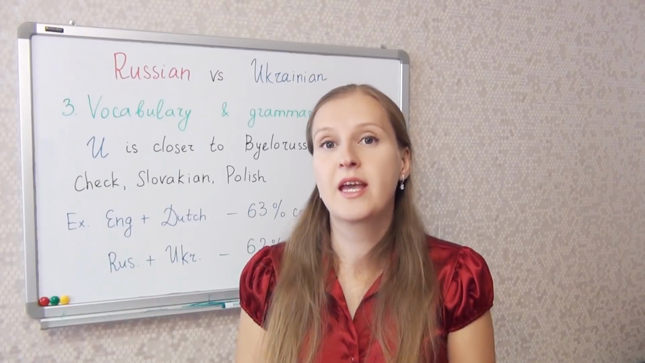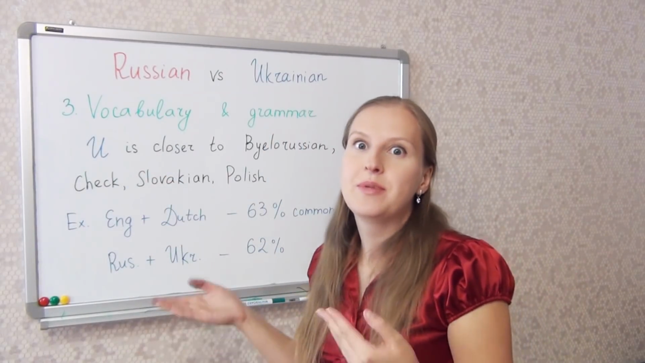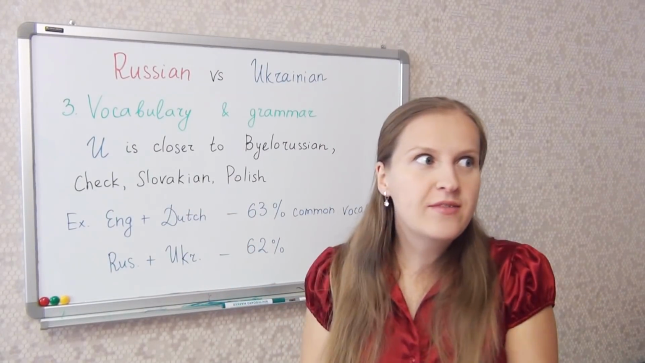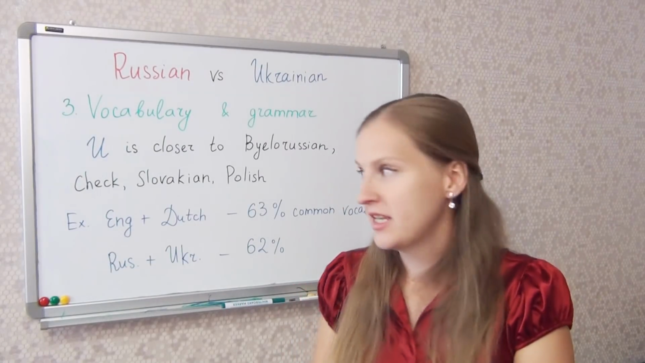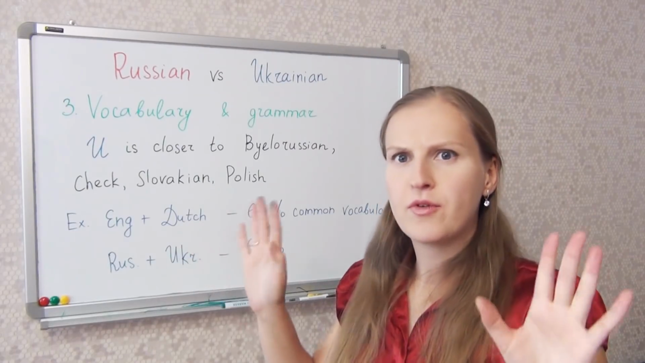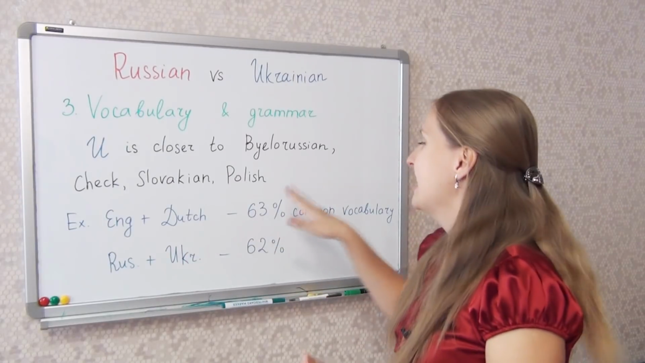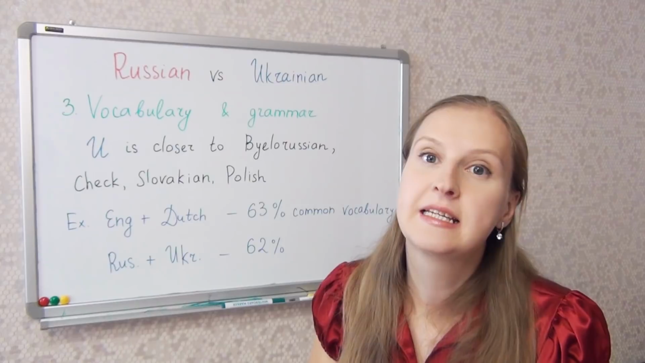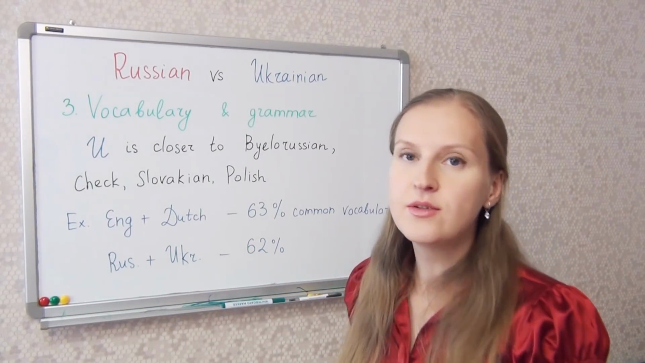If we talk about vocabulary and grammar, here actually Ukrainian is closer to Belarusian, Czech, Slovak, Polish, or even Croatian or Bulgarian than Russian, especially if we talk about vocabulary. As a frame of reference, let's consider English and Dutch. About 63% of the vocabulary is common, while if we take Russian and Ukrainian, it's about 62.